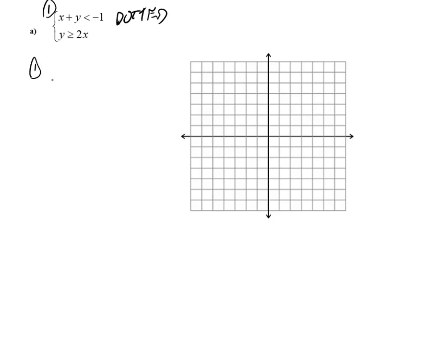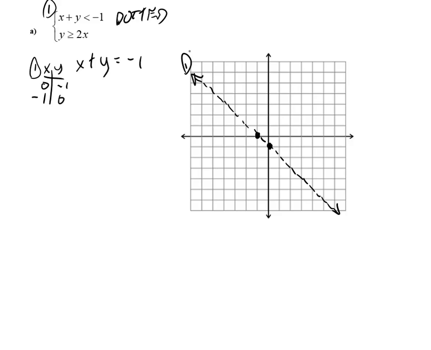So for equation 1, we're just going to use intercepts. If x is 0, y would be negative 1. So again, we're graphing x plus y equals negative 1, the boundary line. If I plug in a 0 for y, I get negative 1 for x. So my 2 points are my intercepts, (0, negative 1) and (negative 1, 0). And I'm just going to draw a dotted line representing that boundary line. So that one is line 1.